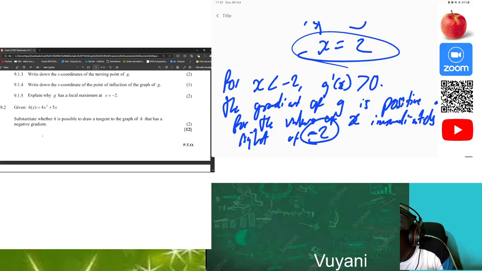Okay, now given h of x is 4x cubed plus 5x, substantiate whether it's possible to draw a tangent to the graph of h that has a negative gradient. Okay, 9.2, that's a substantiation question. This is again easy, because we can find the gradient, and we know that the gradient of the function is always the f prime. So if it's less than 0, then we can be able to solve that and substantiate that. So let's do that now.